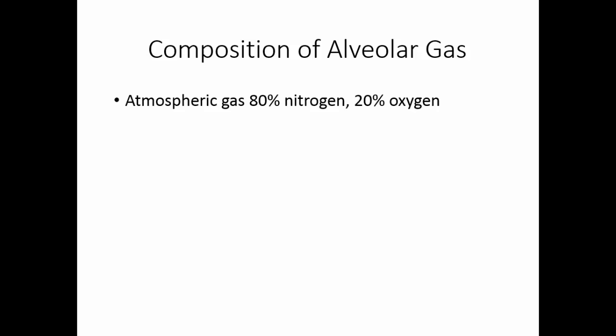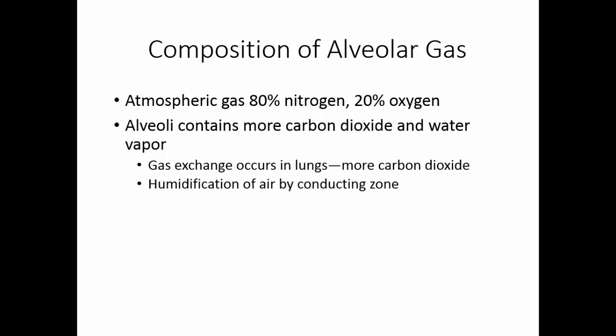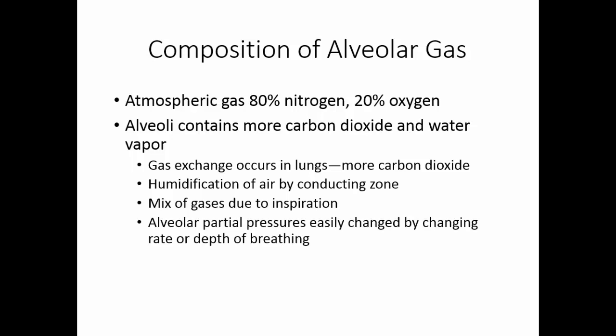The atmospheric gas, remember, is about 80% nitrogen, about 20% oxygen. But the alveoli never completely exchange the gas, so there's more carbon dioxide and water vapor in the alveoli than there is in the atmosphere. The gas exchange occurs in the lungs, so there's always going to be more carbon dioxide in the lungs, and then the air has been humidified by the conducting zone. You mix the gases when you inspire air, but you never completely exchange all of the carbon dioxide out of the lungs. The alveolar partial pressures easily change when you change your rate or depth of breathing.